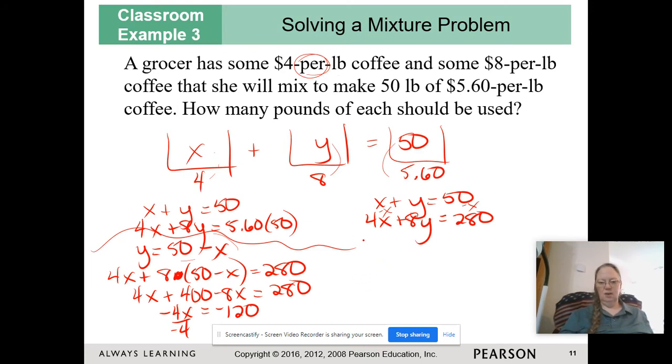And I get x is equal to 30. So 30 pounds. And remember, the total has to be 50 pounds. So x plus y is equal to 50. So if my x is 30, that means my y has to be 20.